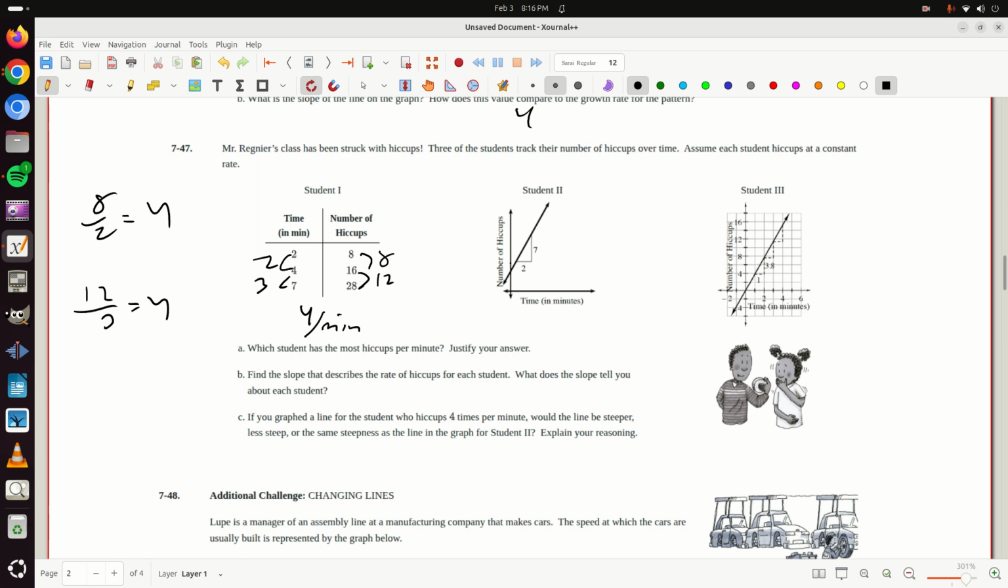This one, it looks like we're going up 7 and over 2. Well, up 7 over 2 is the same as 3.5 over 1. So this would be 3.5 every minute.